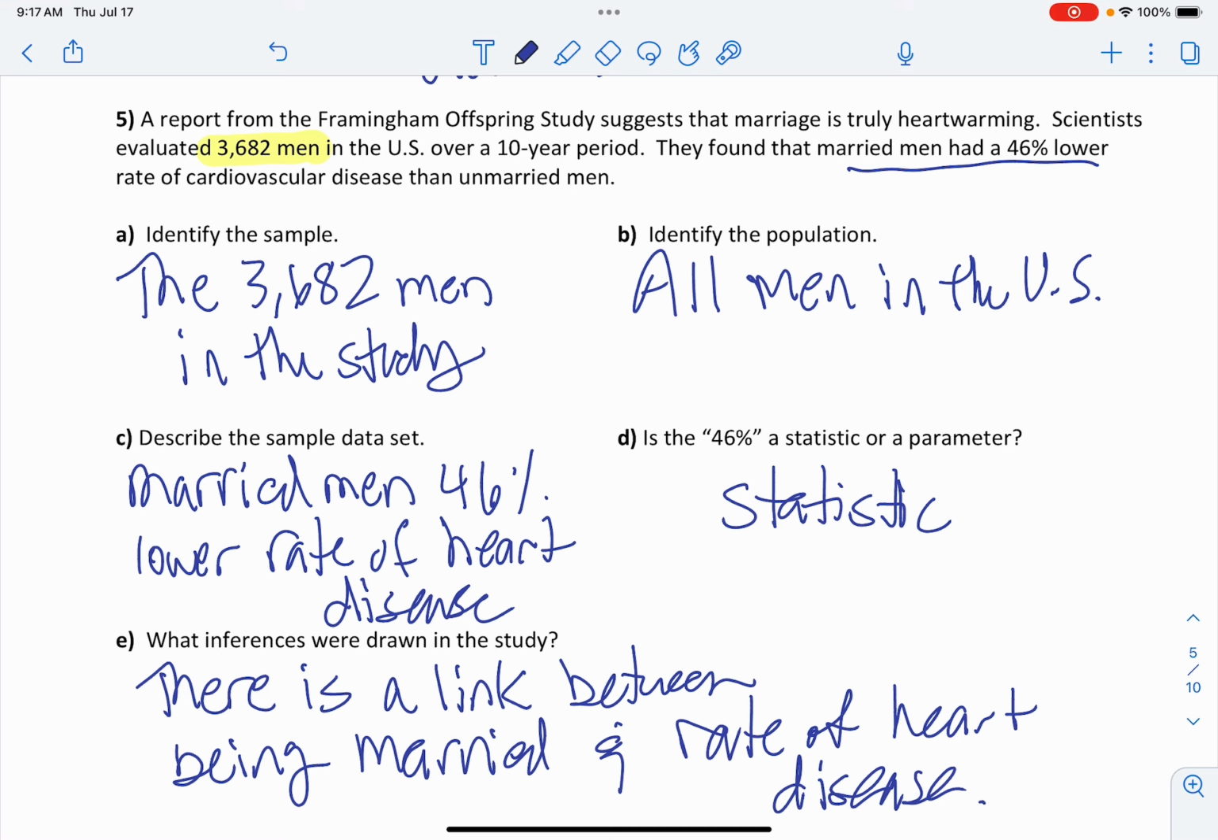Right? And we'll get more into that when we get into chapter 9 with correlation and causation and that sort of thing. Okay, so that's the end of section 1.1. Give it a try in your homework, and the next video will tackle the next section 1.3.